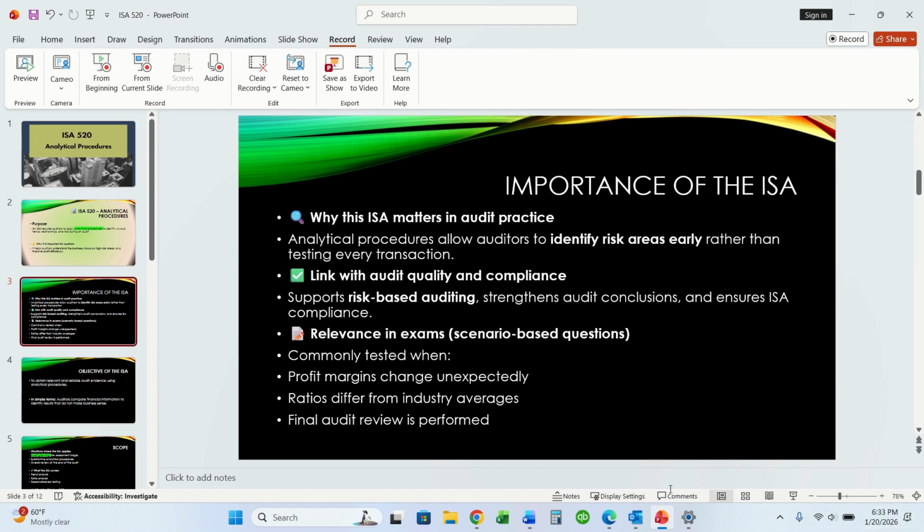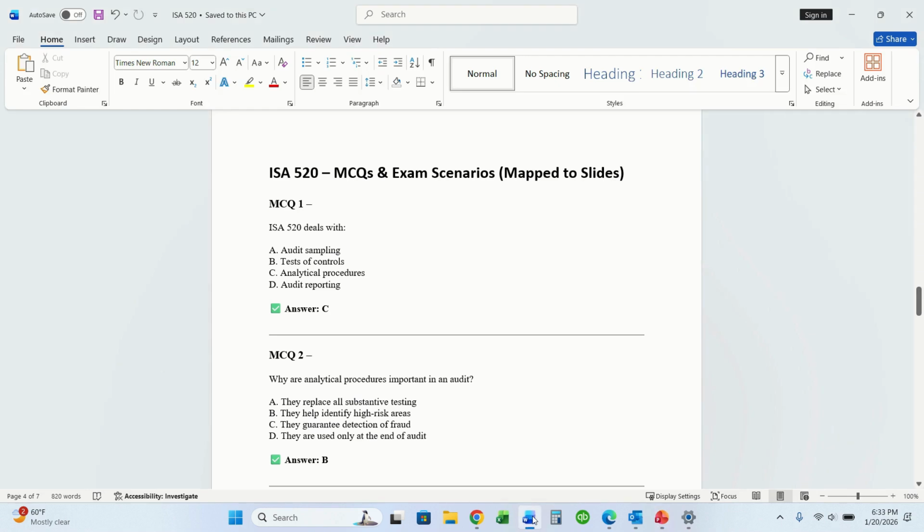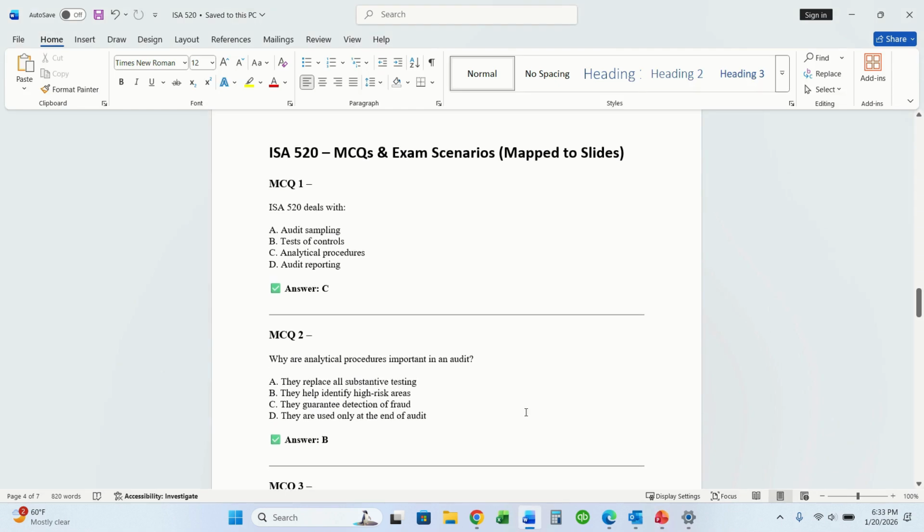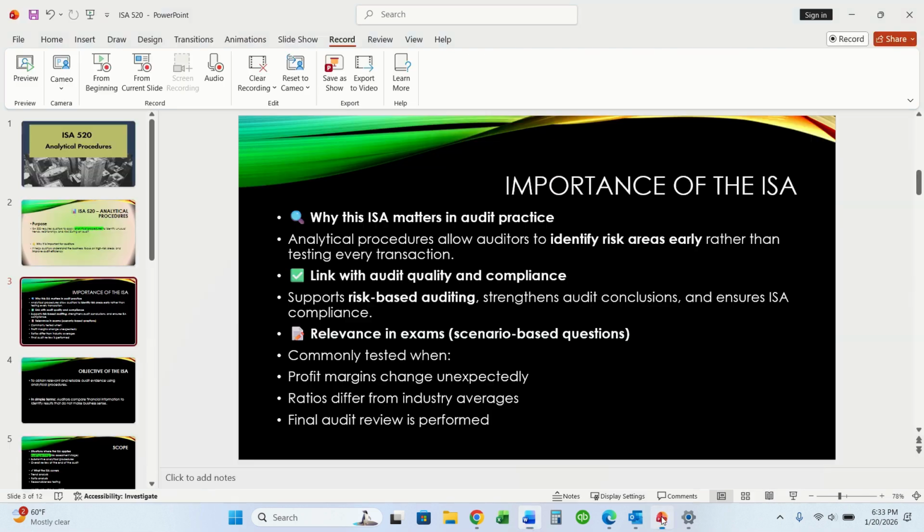Let's see some exam focus MCQs. Why are analytical procedures important in an audit? Option A, they replace all substantive testing. Option B, they help identify high risk areas. Option C, they guarantee detection of fraud. Option D, they are used only at the end of the audit. What will be the correct option? That is option B. They help identify high risk areas.